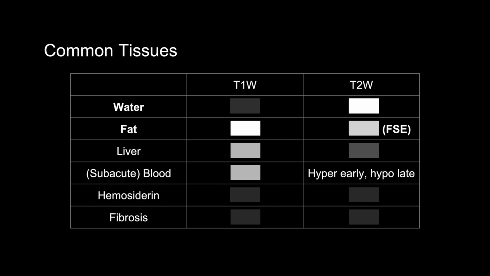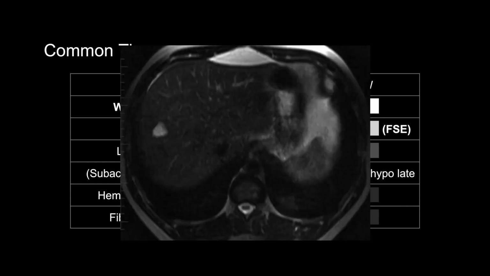Lastly, not on this diagram, but air and metal are going to look completely black on all sequences because there are no water or fat hydrogen nuclei in either. If this is confusing you, don't worry. After we get through this introductory stuff, we're going to pull up some MRIs and review all of this stuff again. For now, look at this image.